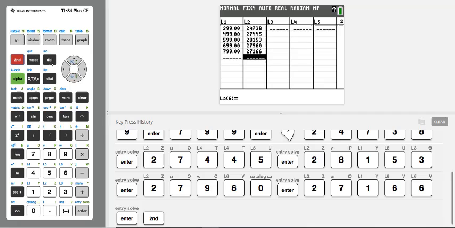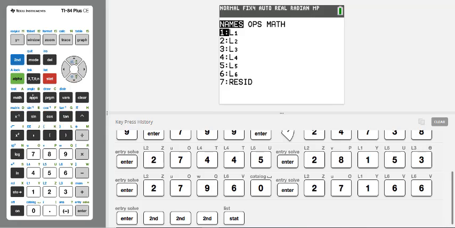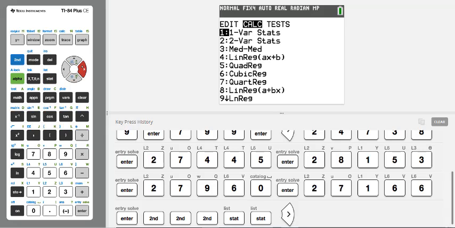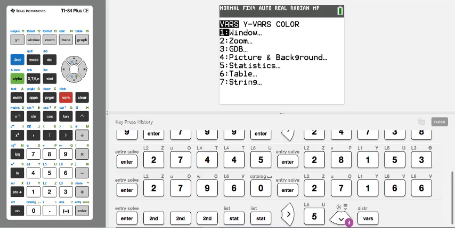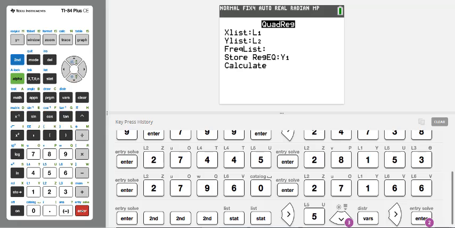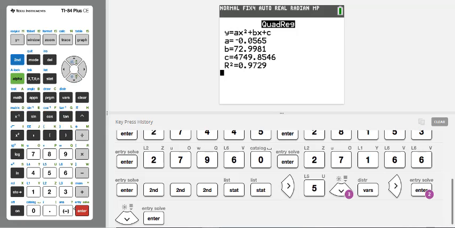Not second tray, sorry. Take that off. Stat. Let's go back to that. Okay, so stat calc. I've got those all in. I don't know why I hit second there. It's just stat calc, which is over to the right, and it's number 5. Again, store the equation in y1, which is vars, arrow, enter. We need that because we're going to do something with it. Hit enter, and there's my equation.